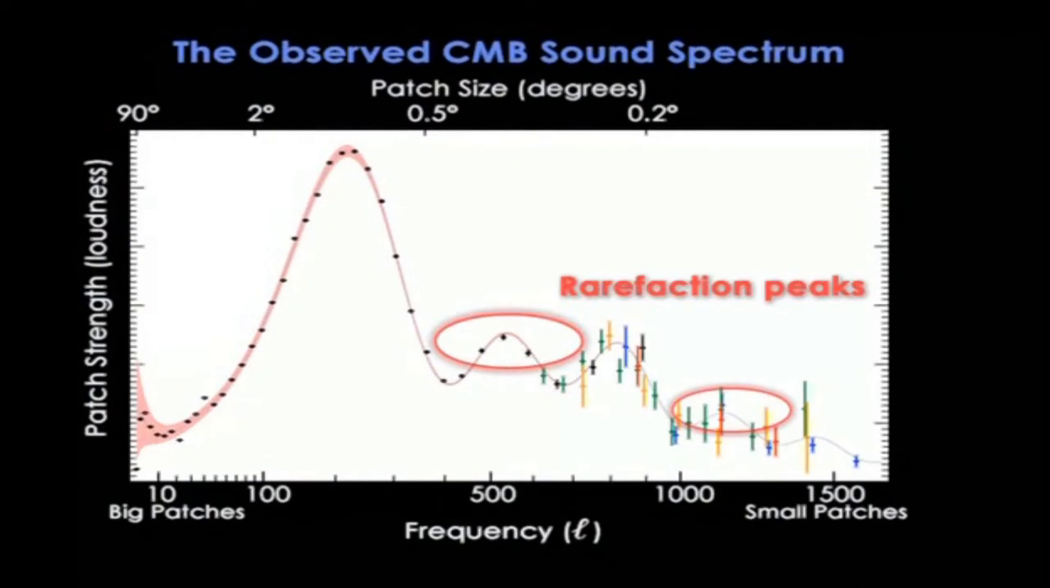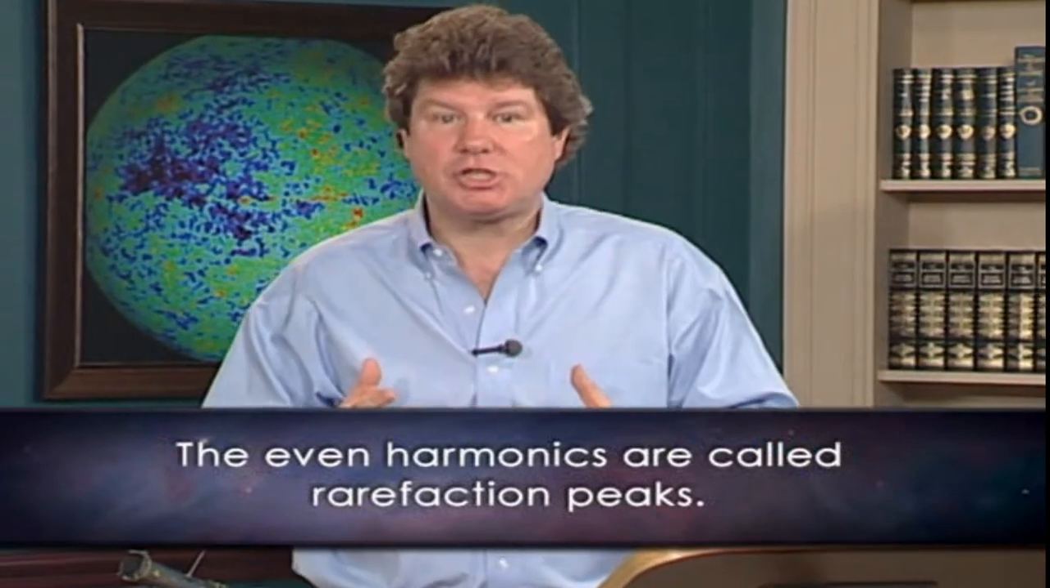Now, there's a whole set of intermediate-sized dark matter clumps where the gas has just bounced out at the time of the microwave background, leaving a rarefaction, an under-pressured region. In fact, the second, fourth, sixth, and eighth harmonics arise this way. So the even harmonics are called rarefaction peaks because the gas in the dark matter regions is in the rarefaction part of its cycle. So ultimately, dark matter clumps with just the right size to be caught at the time of the microwave background at either a maximum compression or a maximum rarefaction, exhibit the strongest patchiness. And so these sized regions appear as peaks in the sound spectrum.